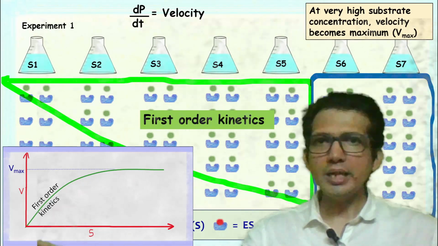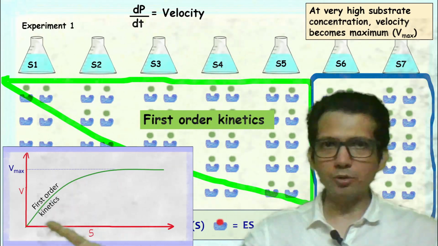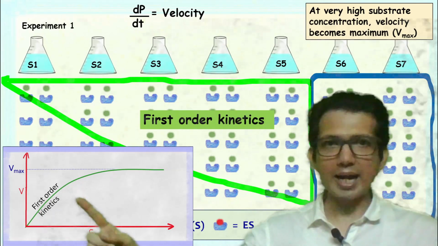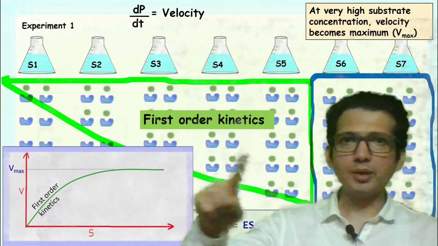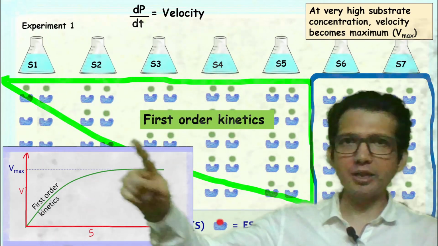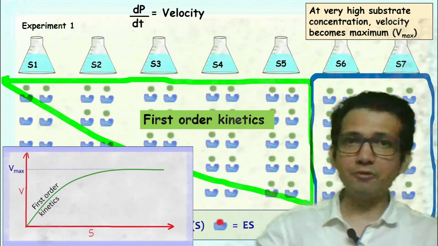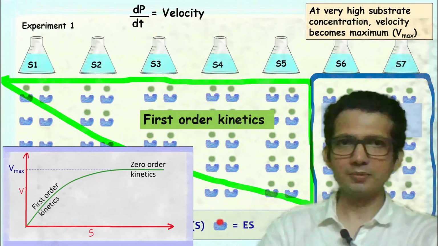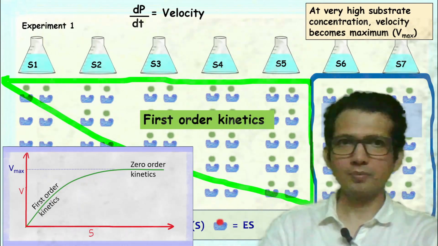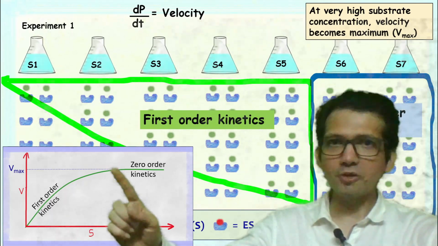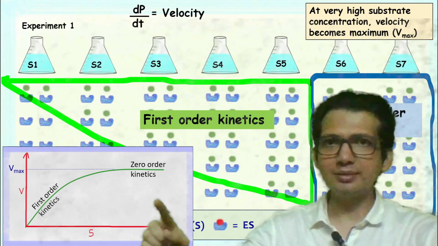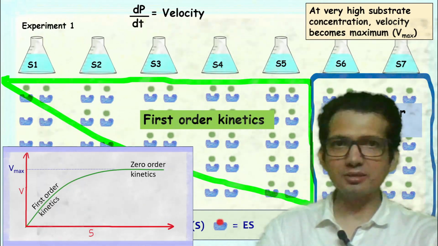Now, this linear increase that you see in the graph is classified as the first order kinetics. So this whole increase that you see in the figure is the first order kinetics. This part of the graph where the line becomes flat is known as zero order kinetics.